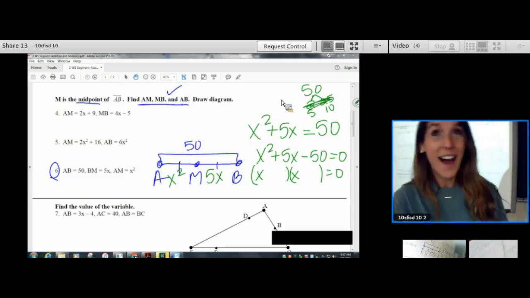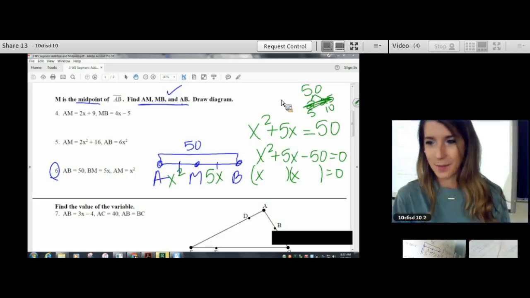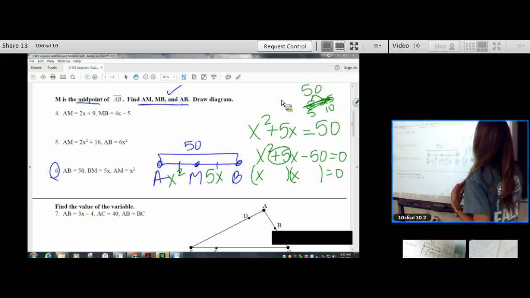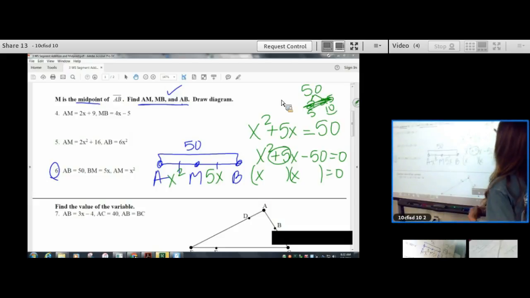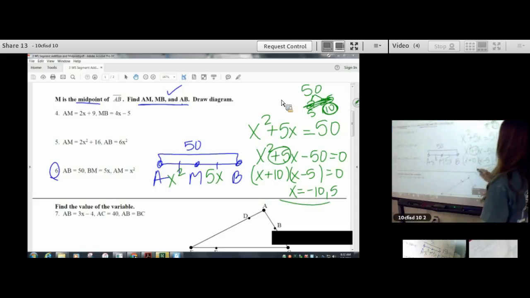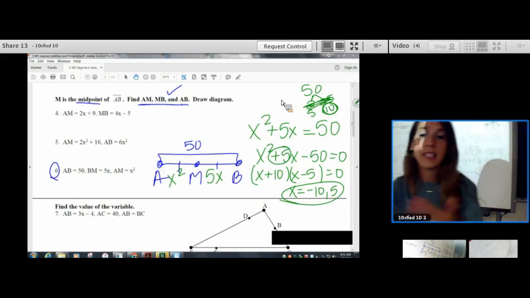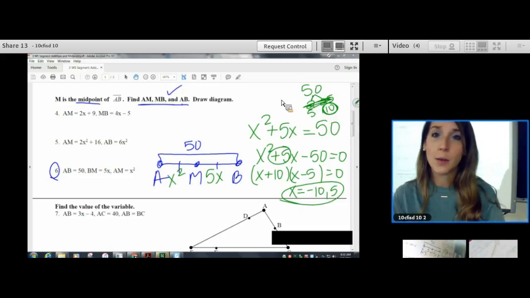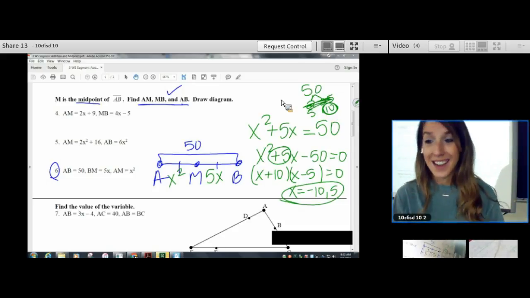I can't make a 5 out of it. Can I make a 5 out of a 5 and a 10? Yes, of course I can. Okay? So I want it to be a positive 5. So out of the 2, I'm going to make the bigger one positive. Plus 10 minus 5. So x is negative 10 and 5. You set them equal to 0. X plus 10 equals 0. Subtract 10 from both sides, you get negative 10. X minus 5 equals 0. Add 5 to both sides, and x is 5.